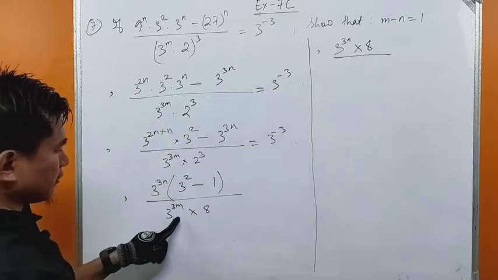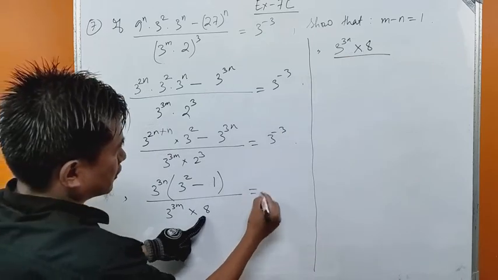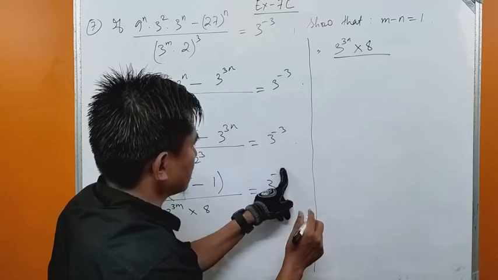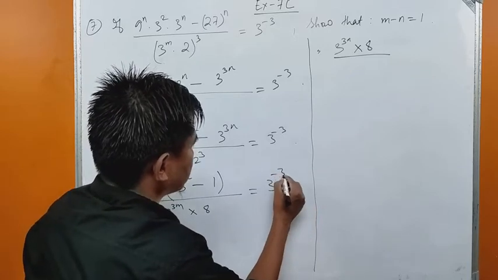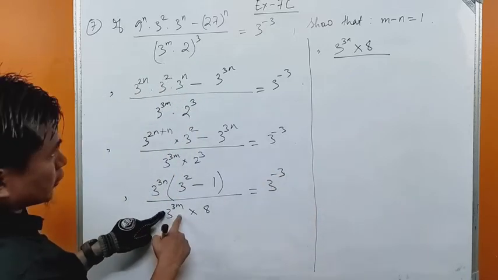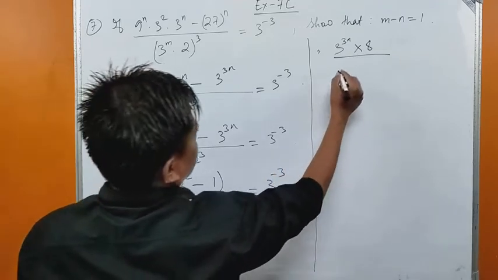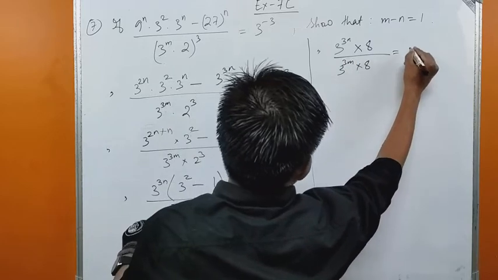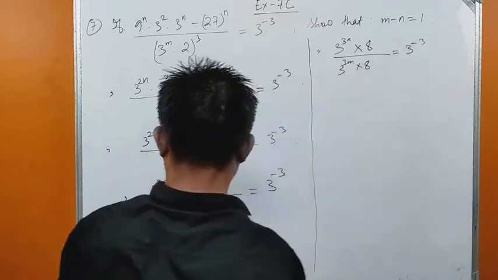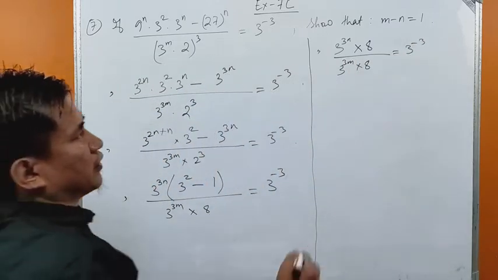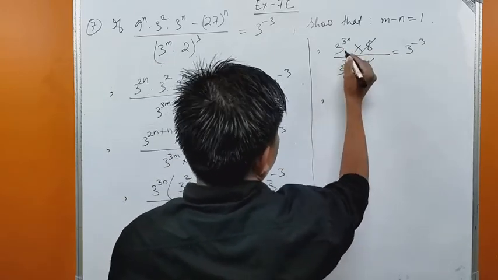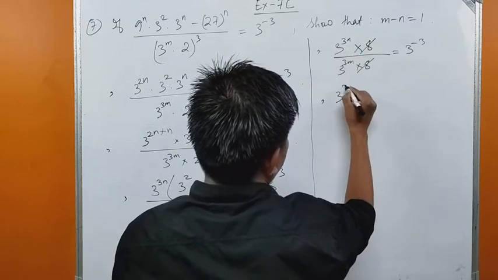In the denominator we have 3 to the power 3m into 8, and on the right hand side we have 3 to the power minus 3, we should not forget this, isn't it? So 3 to the power 3n into 8 upon 3 to the power 3m into 8 equals 3 to the power minus 3. Now this 8 and 8 can be cancelled, so we have 3 to the power 3n.